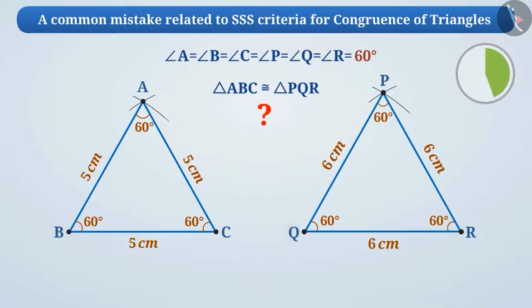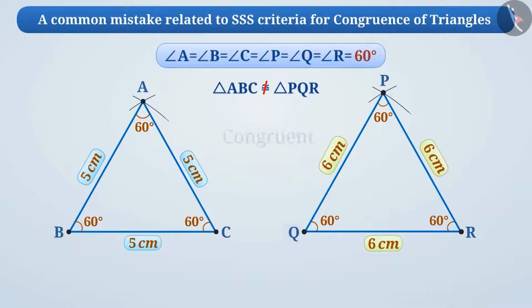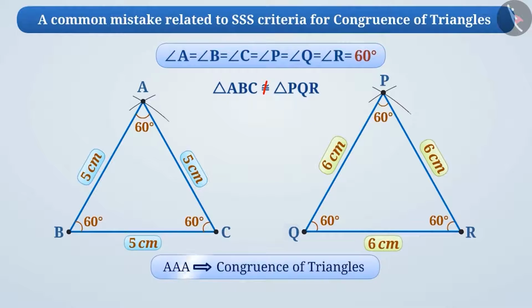No, because the lengths of their corresponding sides are not equal. Therefore, no two triangles can be called congruent solely on the basis of the measure of their angles. Therefore, the congruency of two triangles cannot be checked by the AAA criterion.